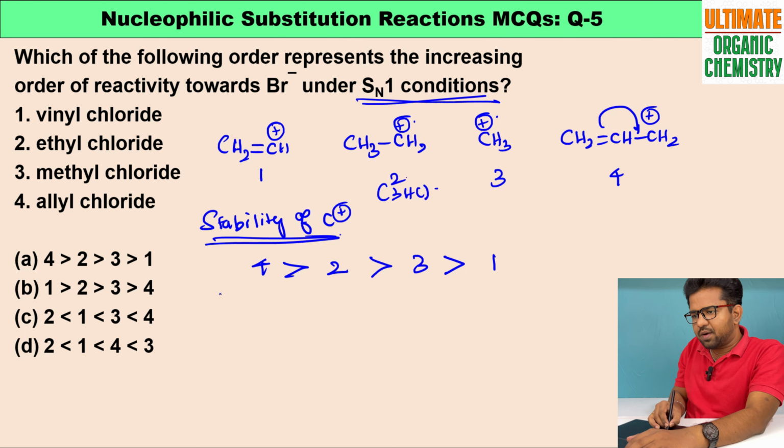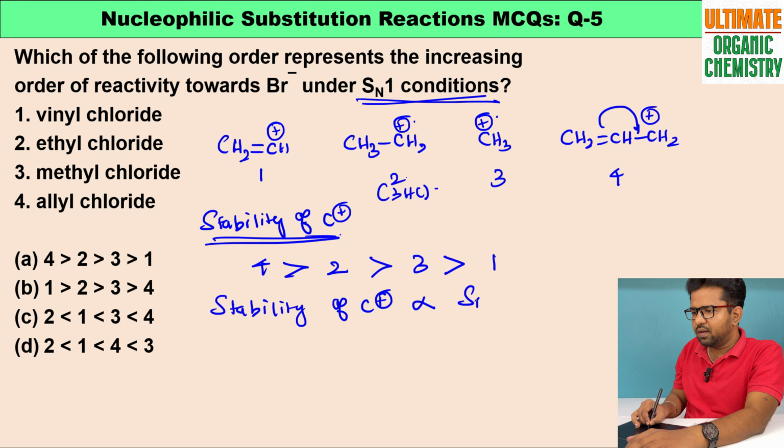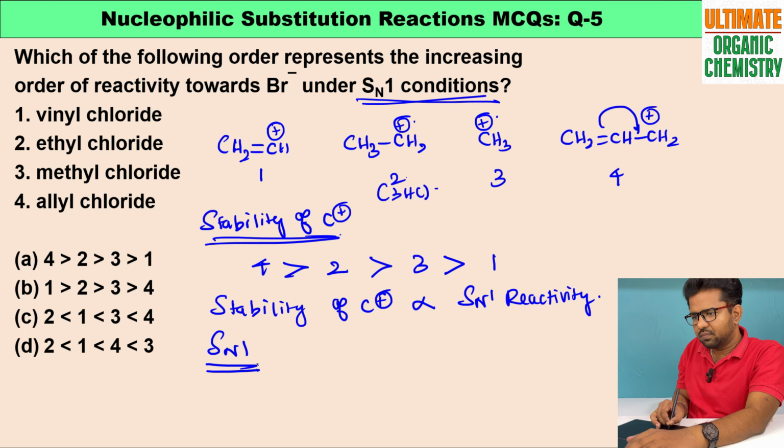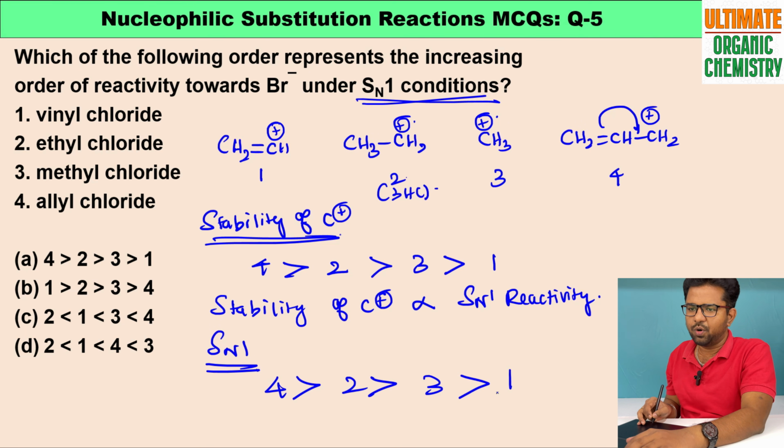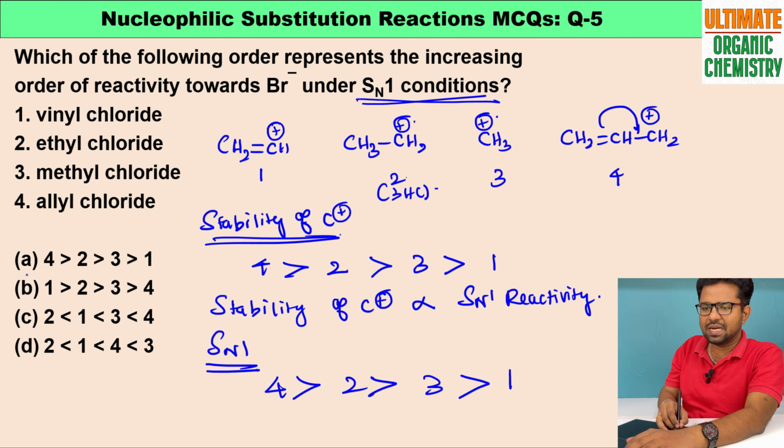Now the stability of carbocation is directly proportional to SN1 reactivity. So that means the same answer can be given for SN1 reactivity. So in SN1 reactivity, the most reactive species is 4, and then the second one, then the third one, and the least reactive is compound 1, that is vinyl chloride, which will be least reactive in SN1 reaction. That means 4, 2, 3, 1, the right answer is option A.